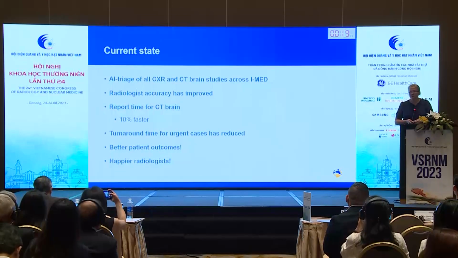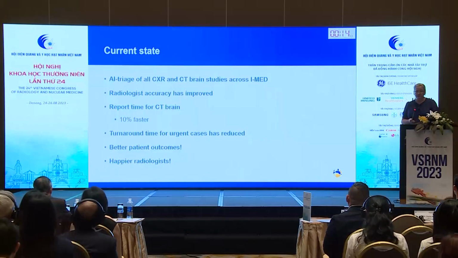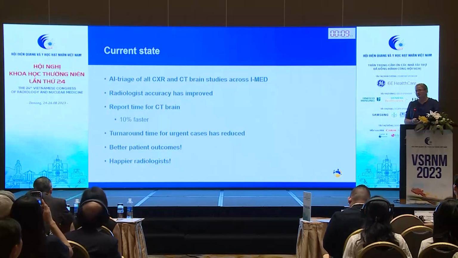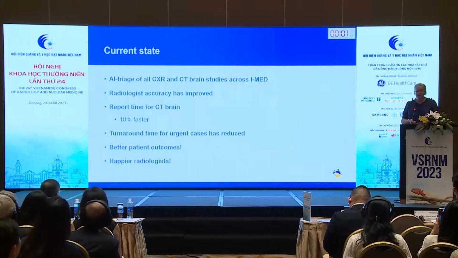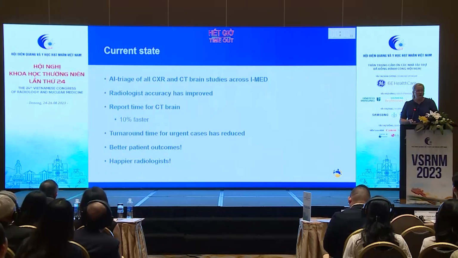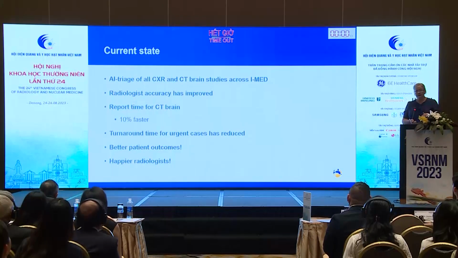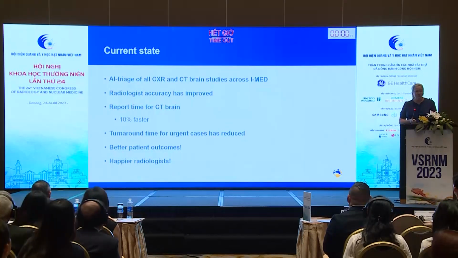So what do we currently do? This has now been 2 years since we first implemented the chest X-ray product, and 6 months, roughly, maybe 9 months now, since CT brain. We now use the AI to do triage or prioritization of our work list. So that means anything that is urgent or a critical finding gets a flag for us to report it next. Of course, that means that the bleed in the brain and the pneumothorax get reported faster.